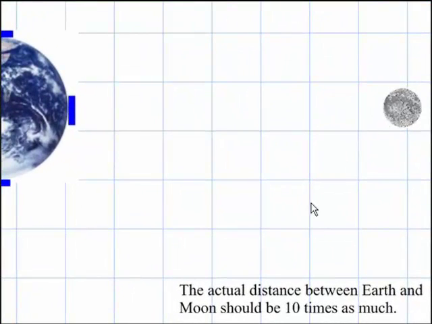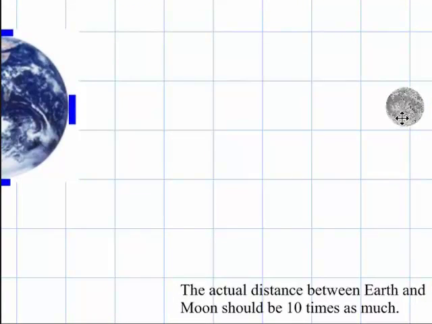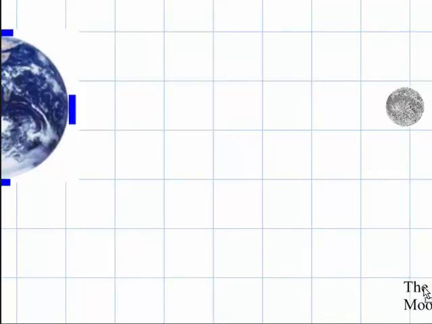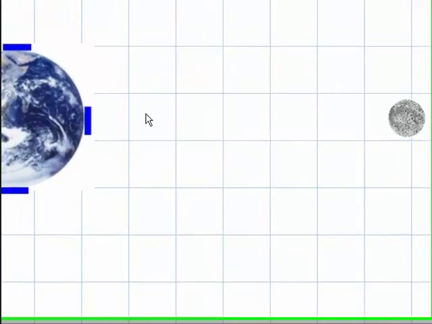The actual distance between Earth and moon should be 10 times as much, so the moon would actually be out of the picture here. But of course we would like to have it in here, so we're faking that somewhat. I can move this blurb out of the way, because we just looked at it and it would be just in the way now as we look at tides.